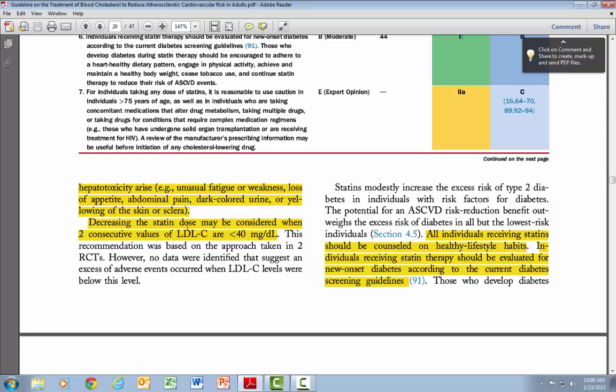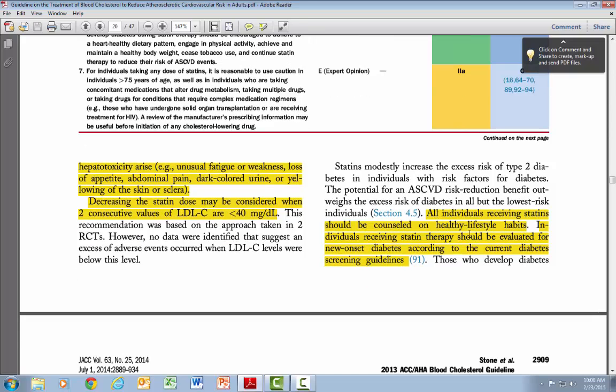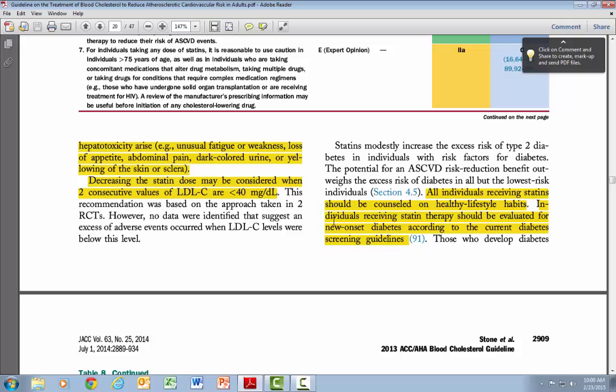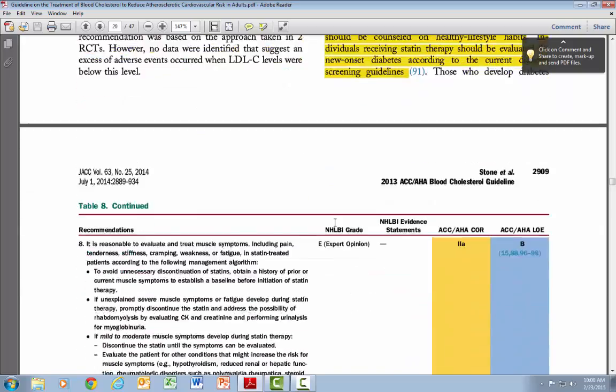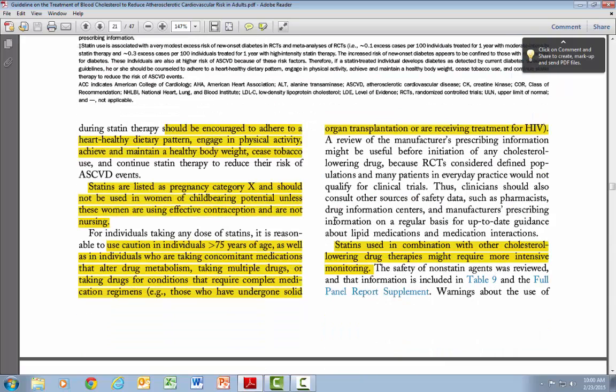A decrease in the statin dose may be considered when 2 consecutive values of LDL are less than 40, but never discontinue them. Again, lifestyle modifications should be encouraged all the time. They should be evaluated for diabetes before starting the treatment. They should be encouraged again to a healthy diet and physical activity and to stop tobacco abuse.